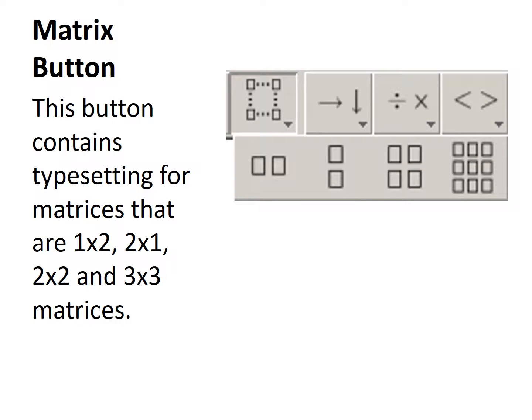The matrix button. This button contains typesetting for matrices that can be 1x2, 2x1, 2x2, and 3x3 matrices. Now it is possible to select a 2x2 matrix and then in one of those cells select another, like 2x1 or 1x2, to give yourself larger matrices. But I have found that the typesetting here can be a little tricky, and it can lead to some crowding and can be difficult to read at times.